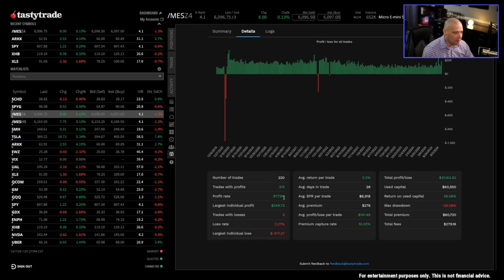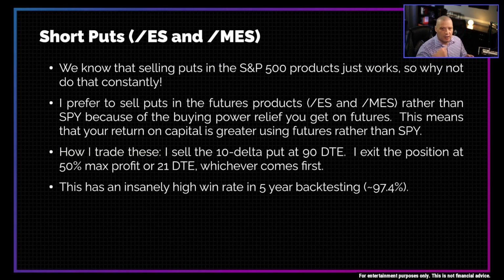That is a 97.7% win rate. Average profit and loss per trade, I make on average $141 per trade every trade I took on SPY. Now, if I did this in MES, MES is about half the size of SPY. If I did this in the ES, it would be about 5 times the size of SPY, so you'd adjust the numbers accordingly. And again, when you find something that has that kind of positive expectancy, why wouldn't you just do it over and over again?